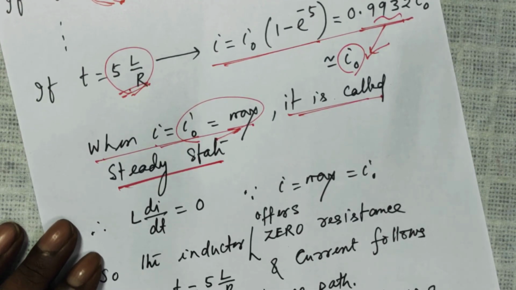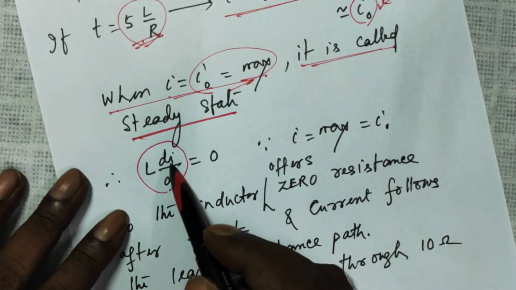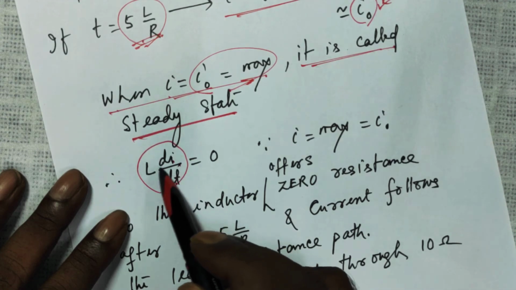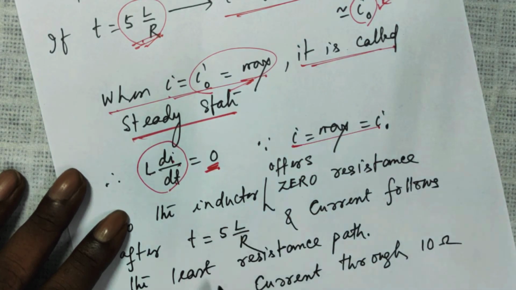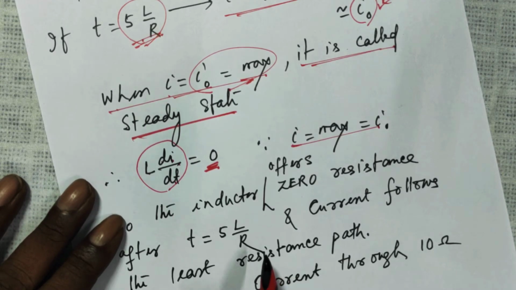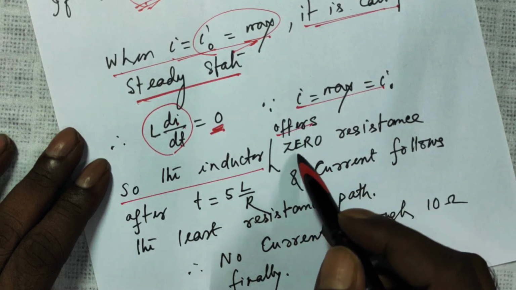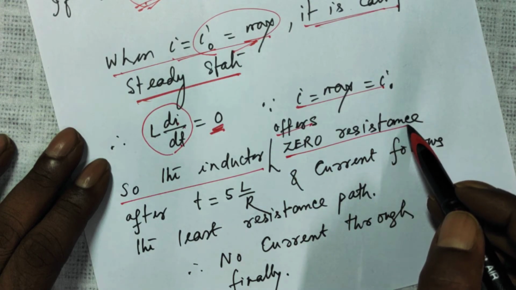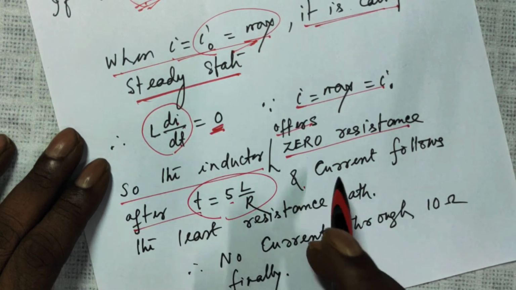Now the current has become maximum, and this was the opposing EMF. If I is maximum, it means I is constant. So the derivative of a constant is 0. So 0 into L is 0. So when I is maximum, the inductor is no longer opposing the growth of current. So the inductor offers 0 resistance when the current reaches maximum, finally, that is after 5 time constants.